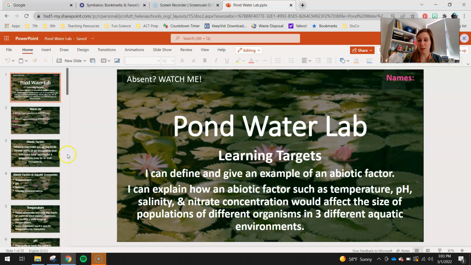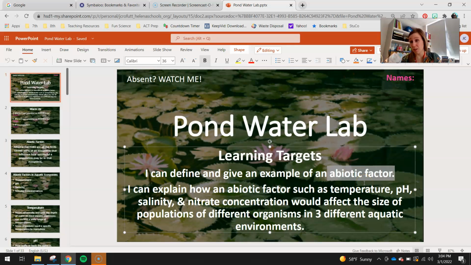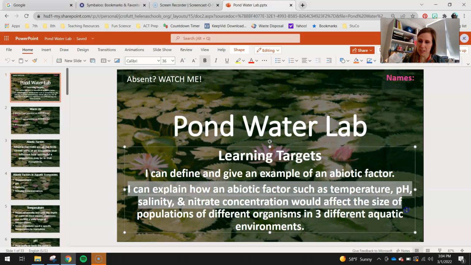So we're really going to start talking about this concept of abiotic factors today. Okay, so just like biology is the study of life, biotic factors are all the living things in an ecosystem. Abiotic factors are all the non-living things in that ecosystem that actually make a difference to the organisms that live there. And we'll talk a little more about that in a second. Then we're going to focus in on some specific abiotic factors for aquatic ecosystems.